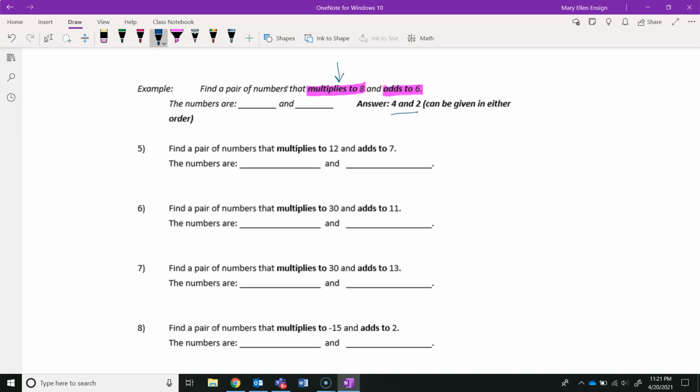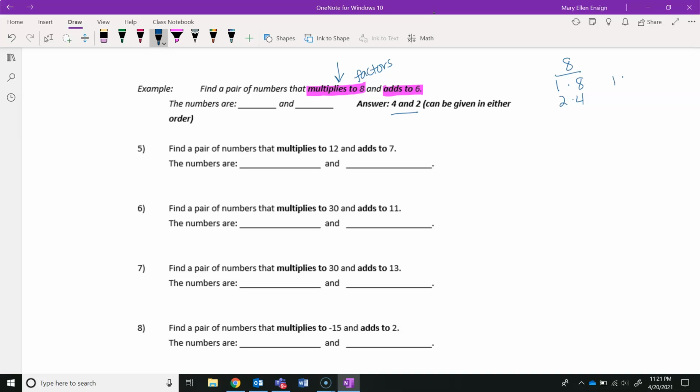Those are the factors. So if I think about numbers that multiply to 8, I have to find the factors. So 8 would be 1 and 8. Okay, let's try that again. 1 and 8, 2 and 4. Okay, those are both pairs of numbers that multiply to 8. Well, now I want to find out which of these also adds to 6.